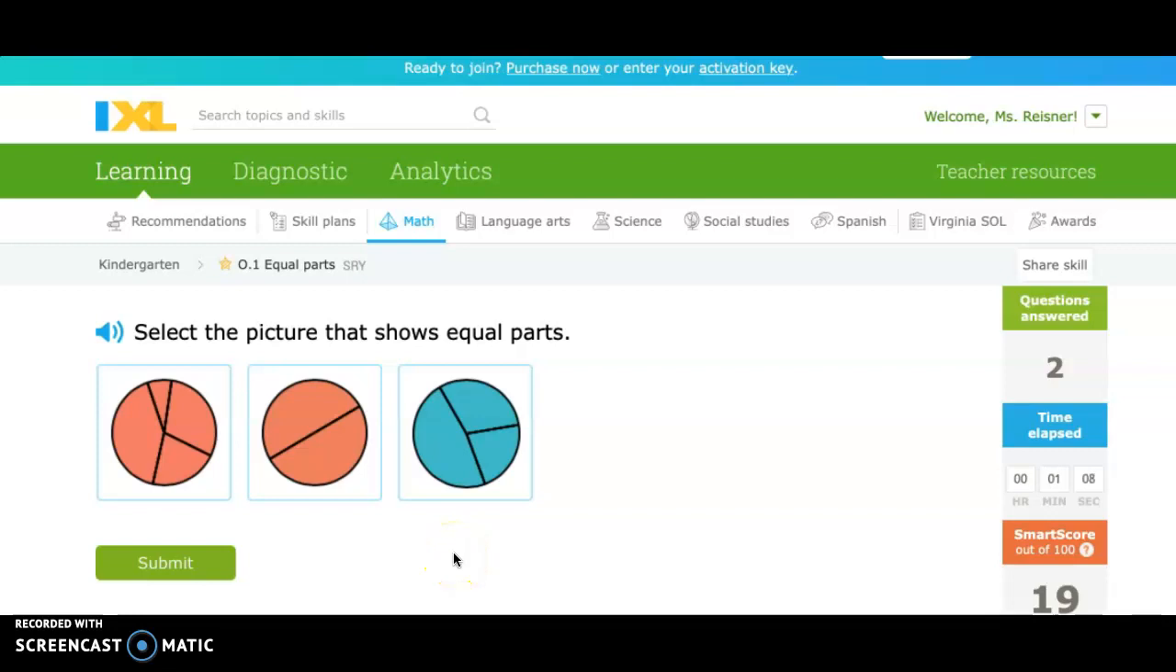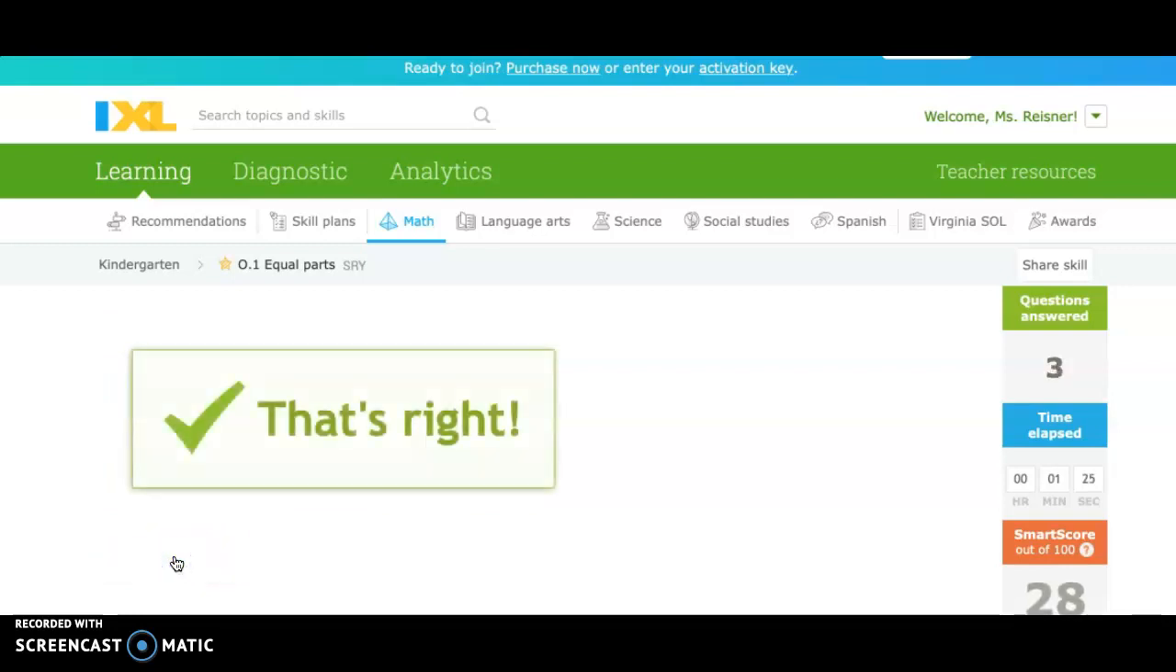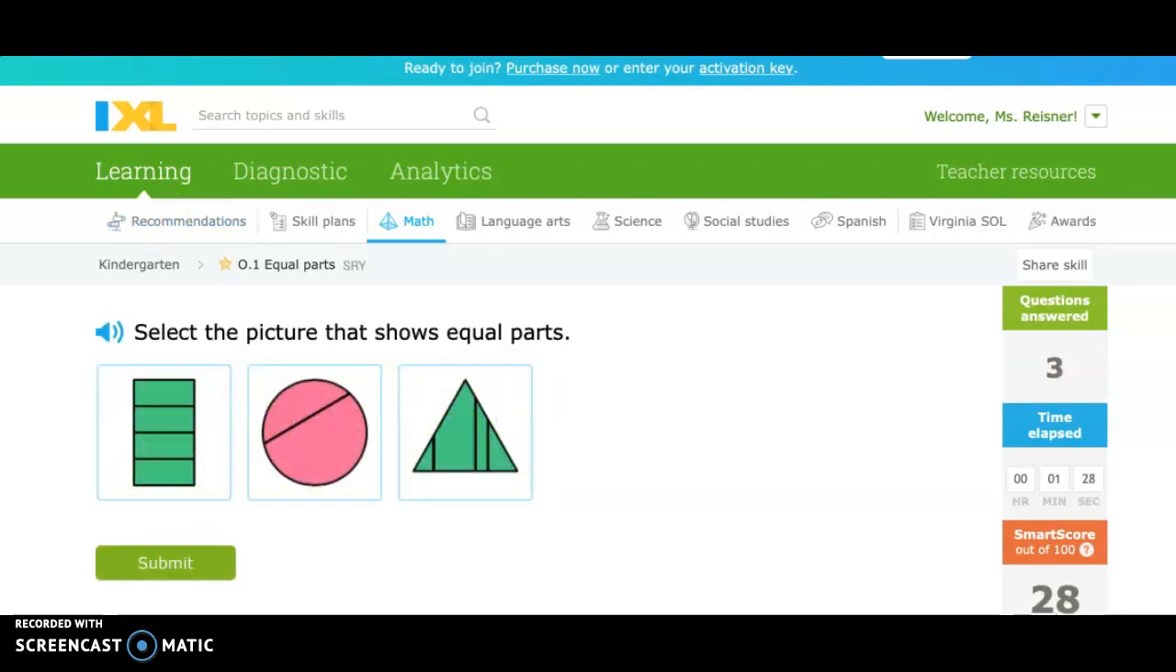Last one, we're going to do this, then we're going to switch to the other kind. All right, which one shows equal parts? This one? Put a thumbs up, a thumbs down. You're right. Nope. Is it this one? Yeah, it's that one, because this one, again, doesn't have equal parts. Awesome. All right, let's go back.